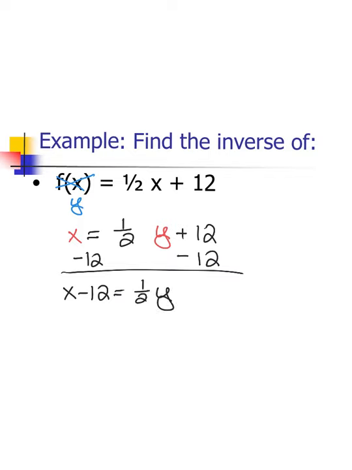Now here it's a little tricky. I know you guys love to divide, so we would divide both sides by 1/2. So in your calculator, 1 divided by 1/2 is 2. So I have 2x. 12 divided by 1/2 is 24. And this is my inverse.